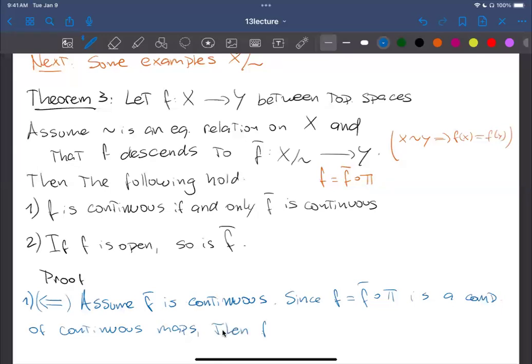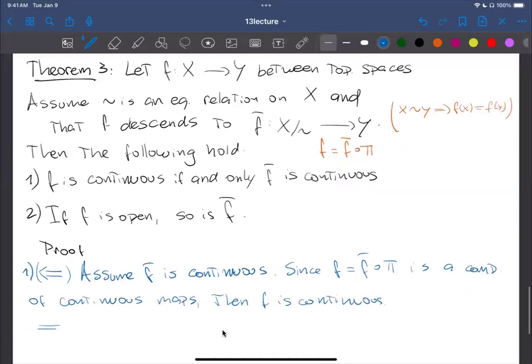Then f is continuous. So not much to be done here. Now the thing is, for the other direction, here we assume f is continuous. And the thing is, we cannot deduce from that equation that f bar is continuous because, well, you cannot cancel phi and put it here with its inverse. So we need to do something else. And the something else is we just go by definition.